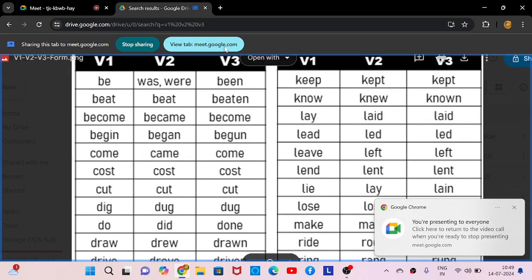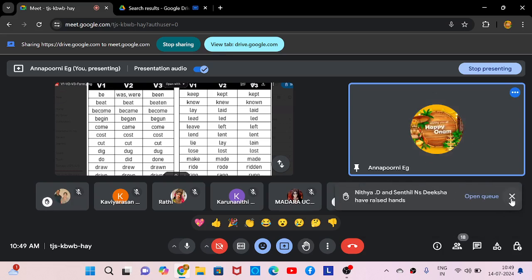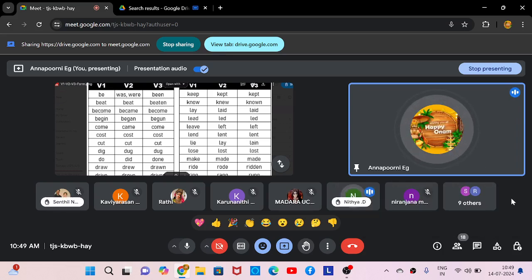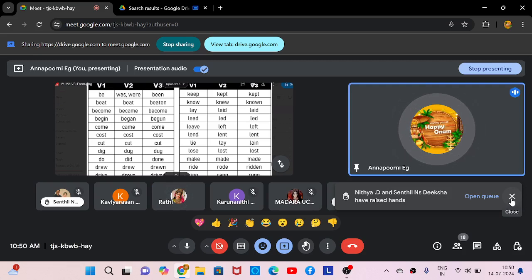Okay. Now, I want some examples for this word. Okay, Prakshana, can you give an example for draw? After Prakshana, I will call Aradhana. Ma'am, draw means varayiradha, ma'am. Yes. I asked her to draw for me. I asked her to draw for me. Okay, fine.